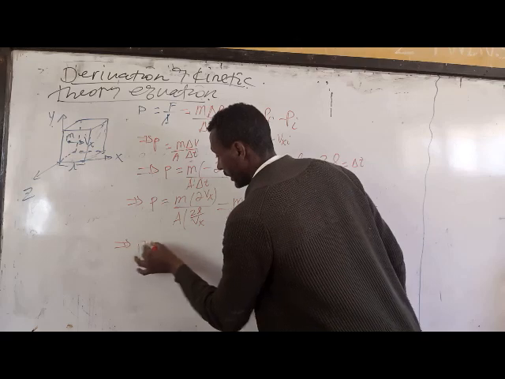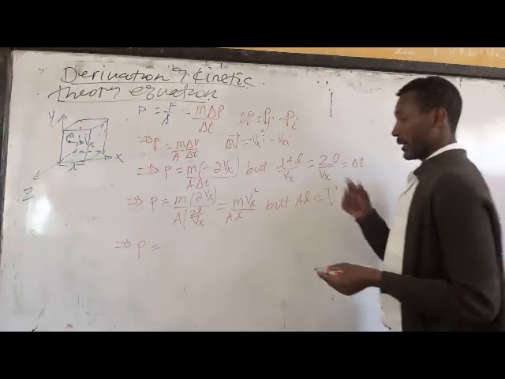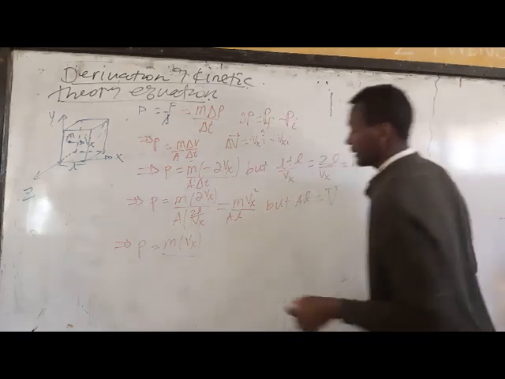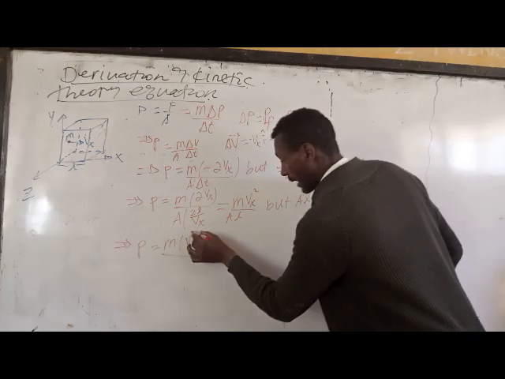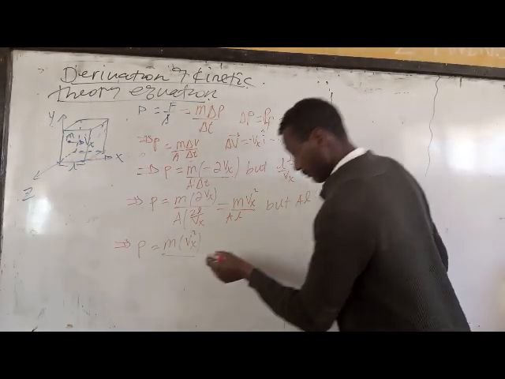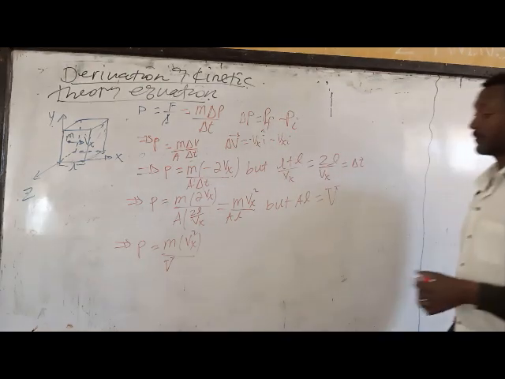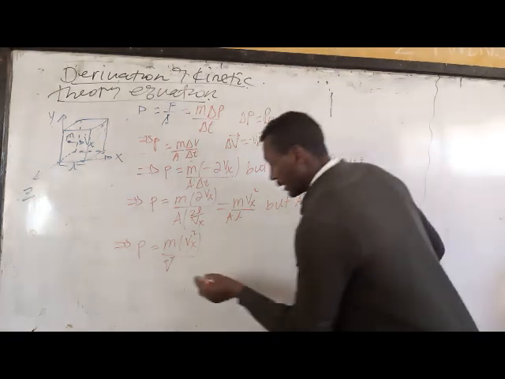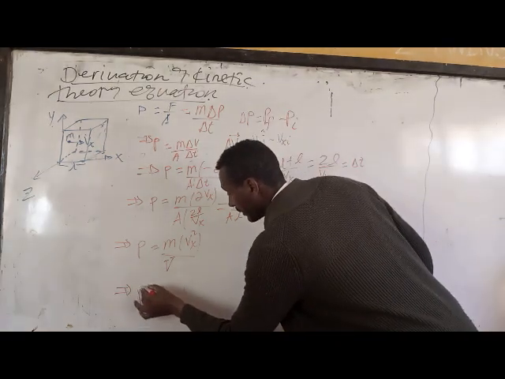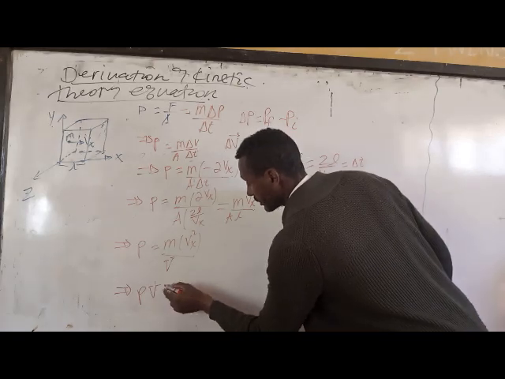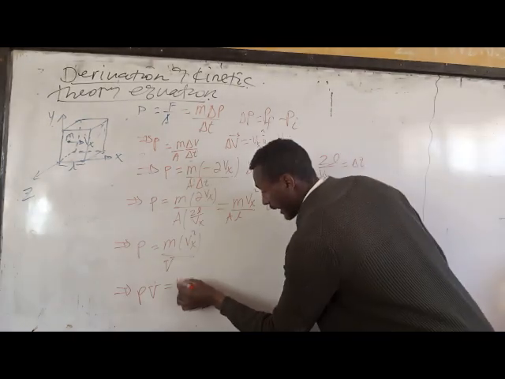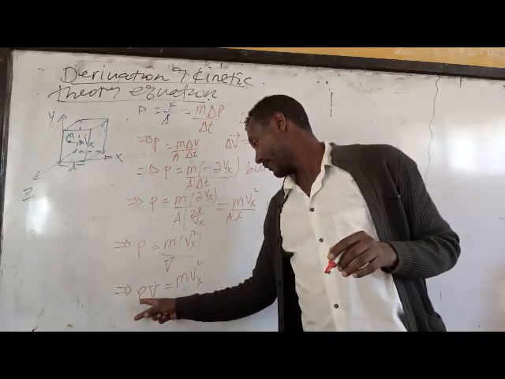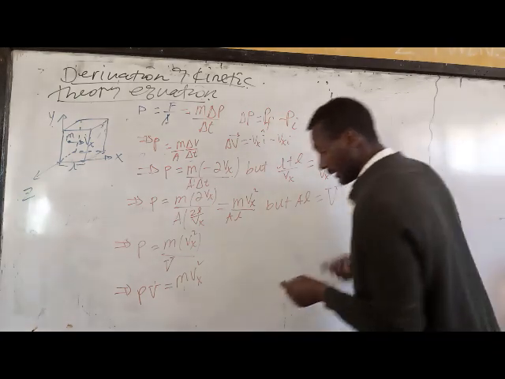This implies P is equal to m times Vx squared over volume. Okay, let's continue. This implies PV is equal to mVx squared. This is the pressure exerted by a single particle.